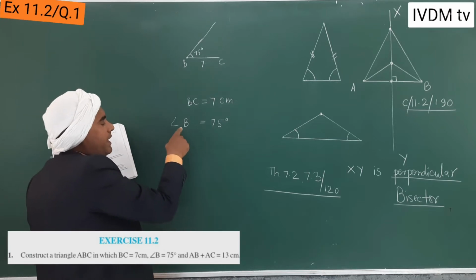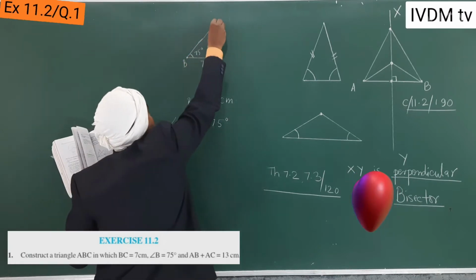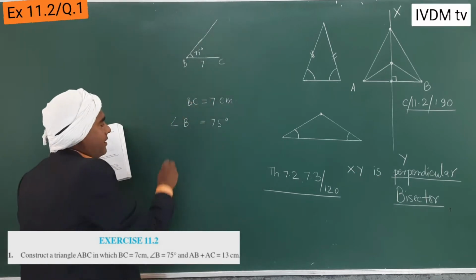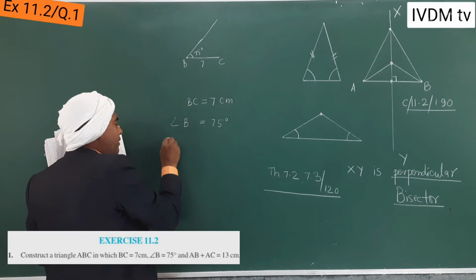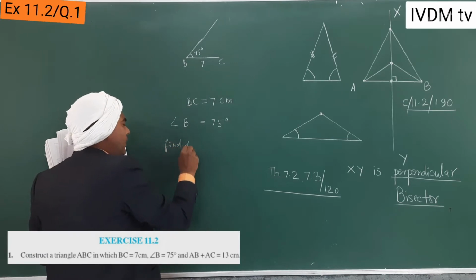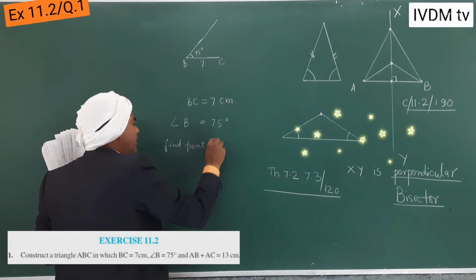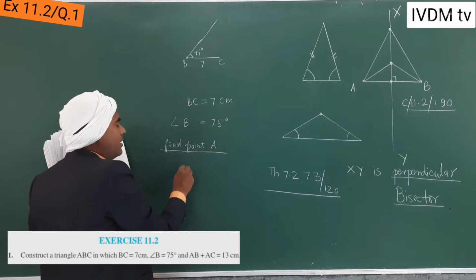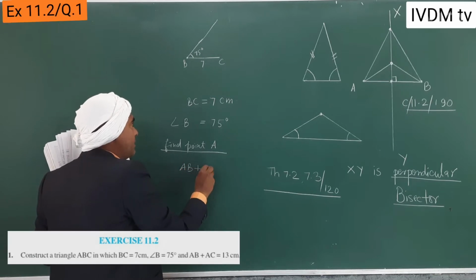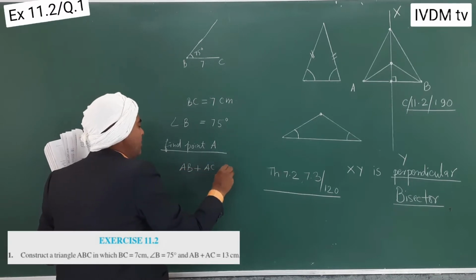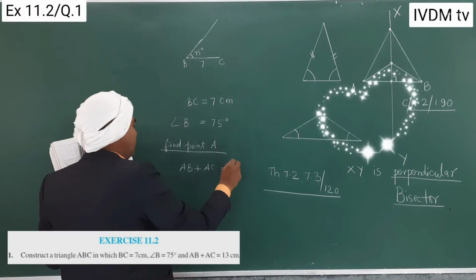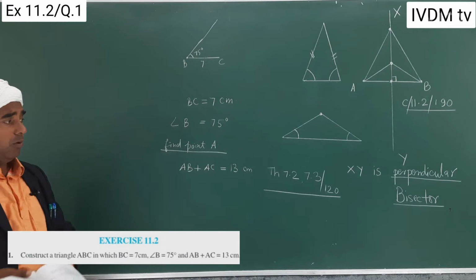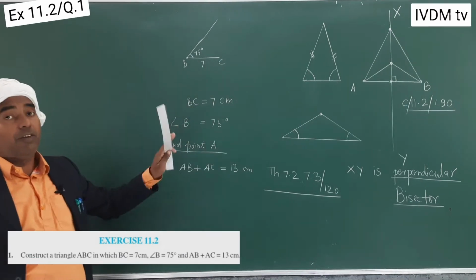And you have to find A. Where is A? A such that AB and AC. You have to find the point A. Two informations are given. The third information is AB plus AC is equal to 13 centimeter. So overall, 3 informations are given.